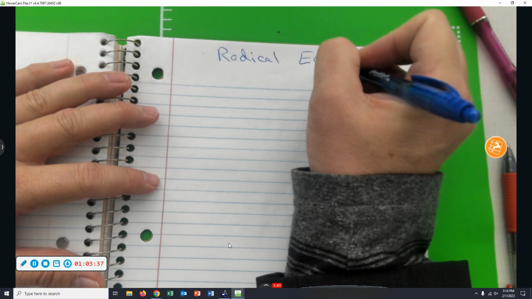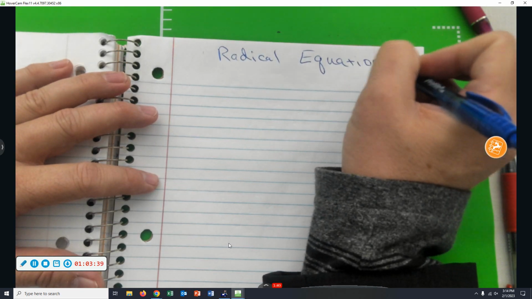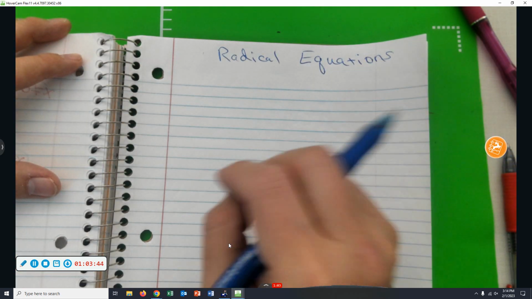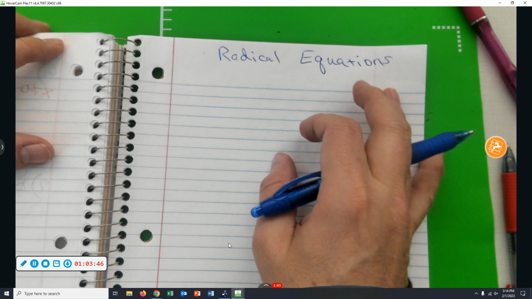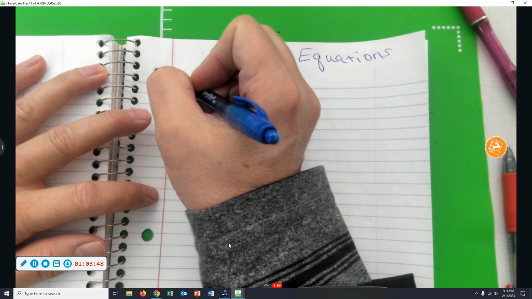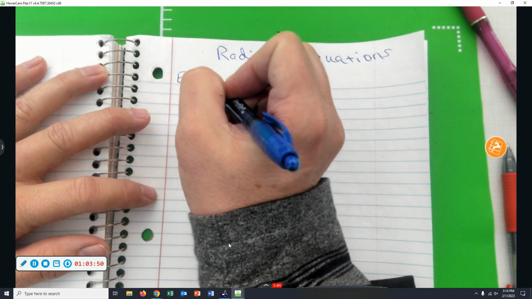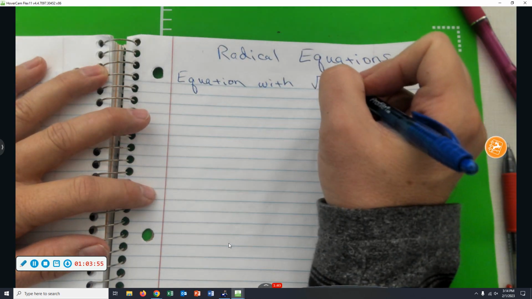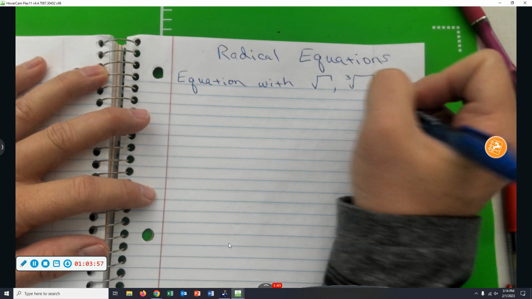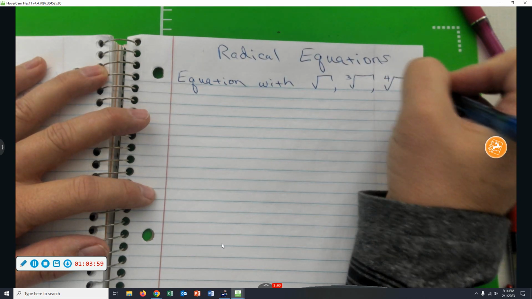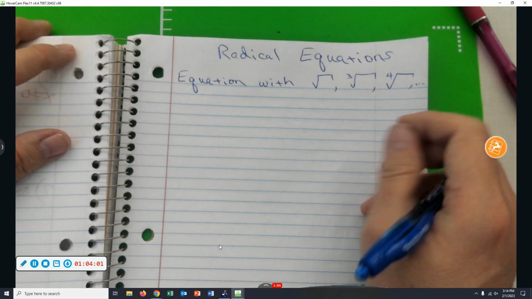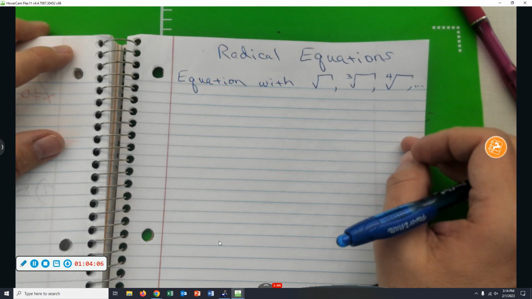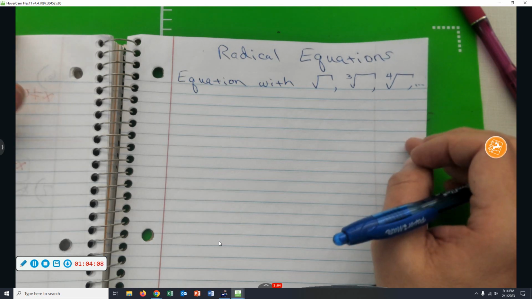Radical is another word for those square root symbols. Radicals are square roots, cube roots, fourth roots, and so on. So when you look at an equation with square roots, cube roots, fourth roots, if you can make it through the square root ones, the cube roots and fourth root ones are easier.